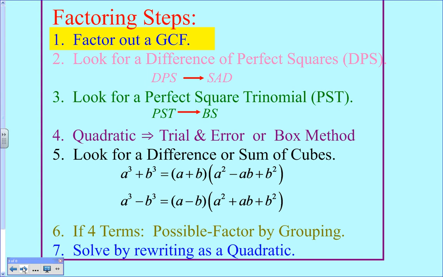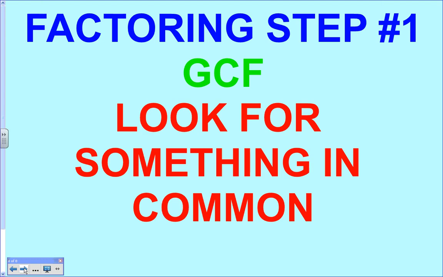Here are 7 different steps of factoring. We're going to be looking at step number 1 today, factoring out a greatest common factor, or what's in common. Again, this step needs to be done before you attempt to do any of the other factoring steps.